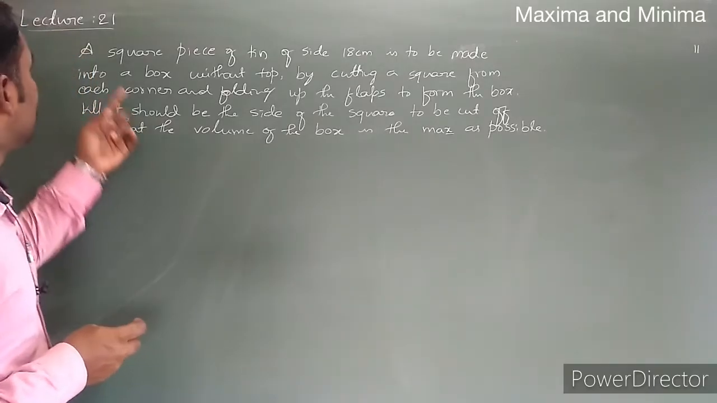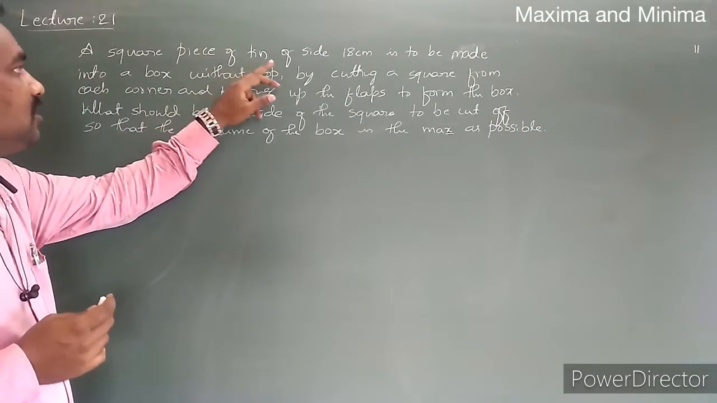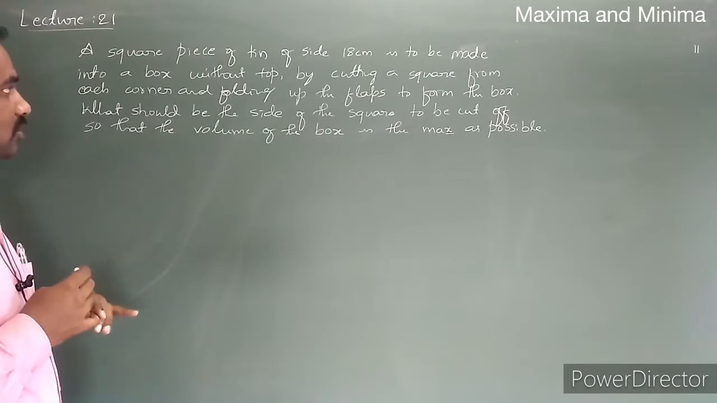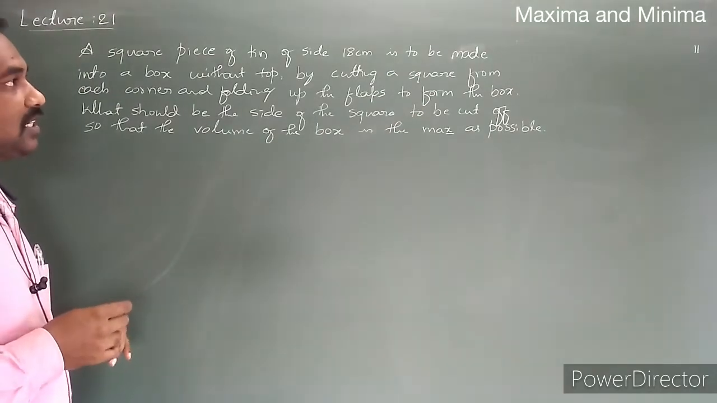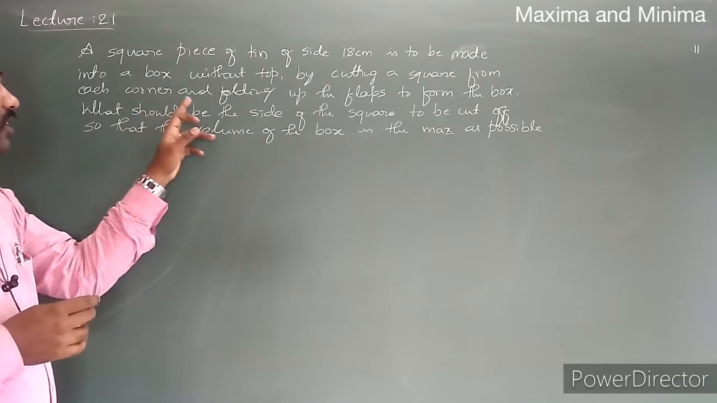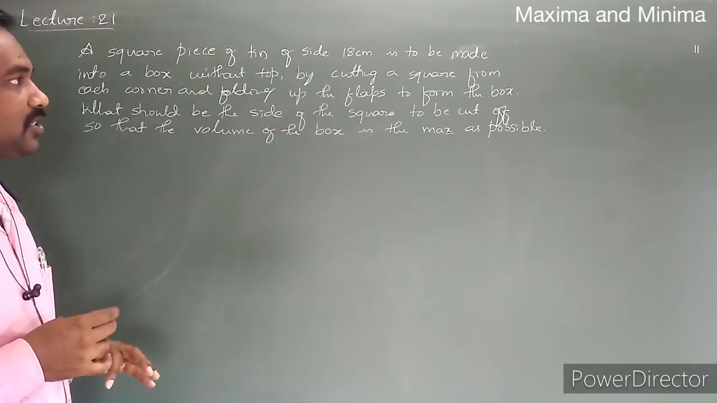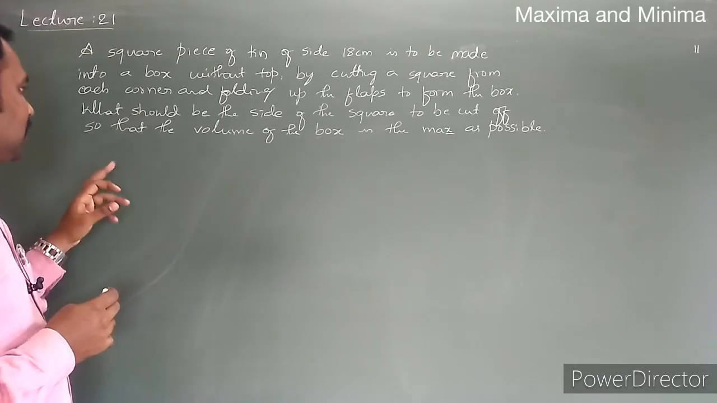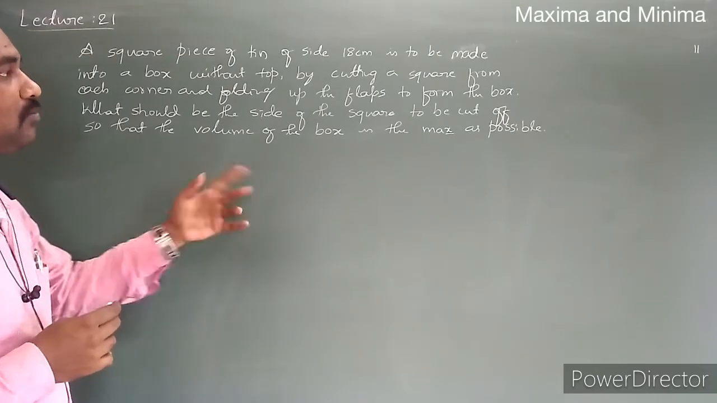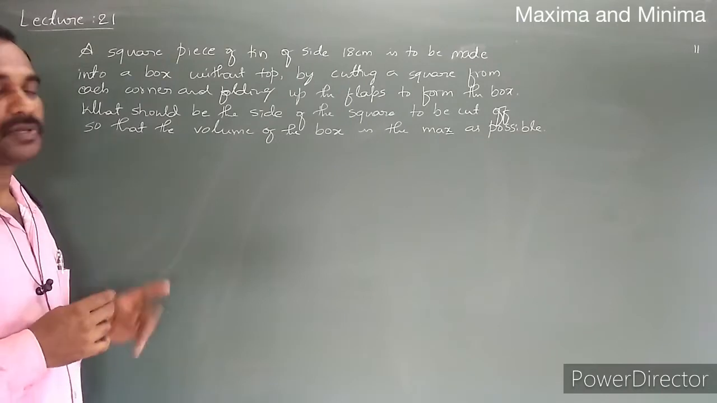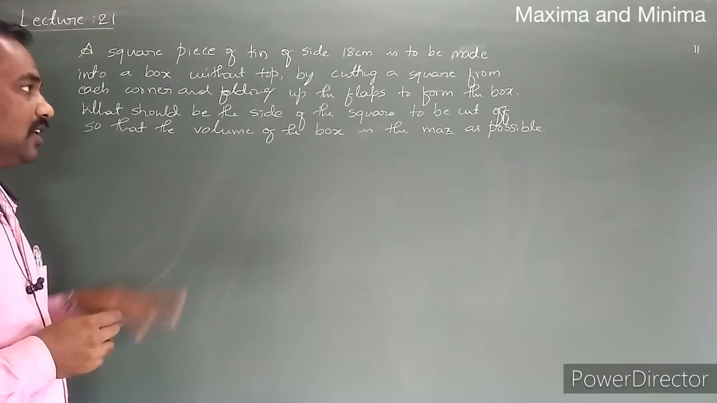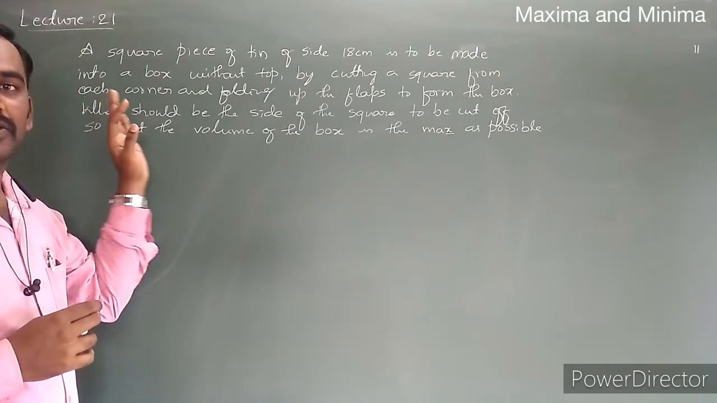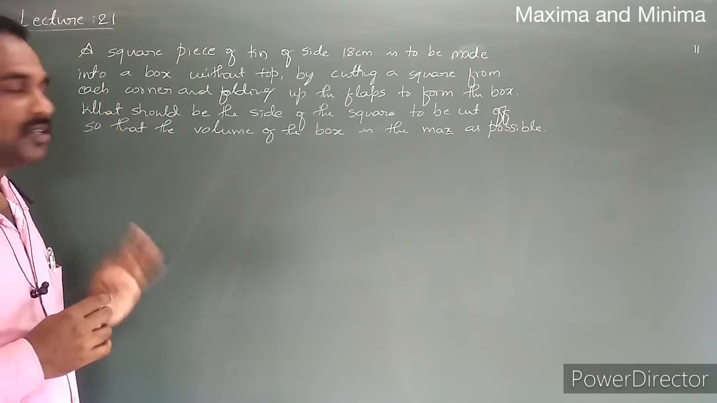A square piece of tin of side 18 cm is to be made into a box without top by cutting a square from each corner and folding up the flaps to form the box. What should be the side of the square to be cut off so that the volume of the box is as large as possible? Read the sentence carefully. It is simply a word problem, so read the words very carefully.